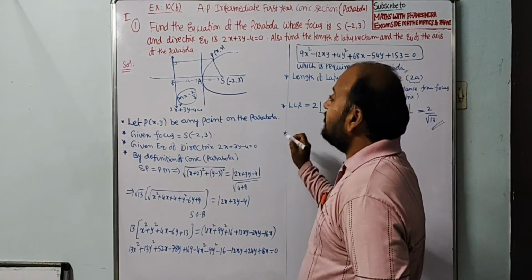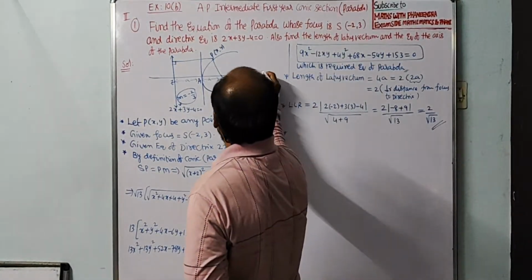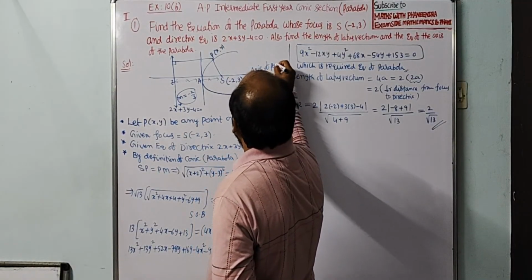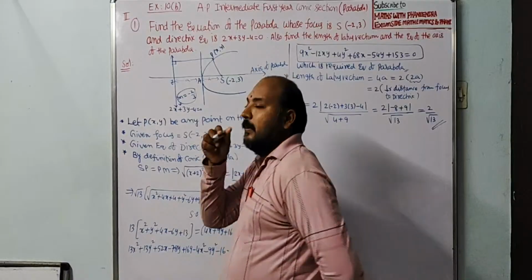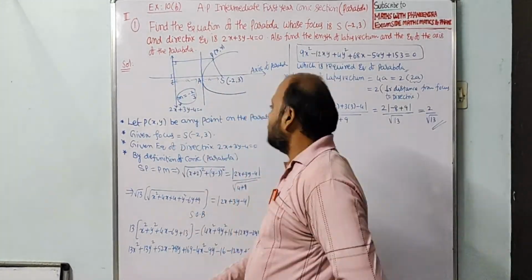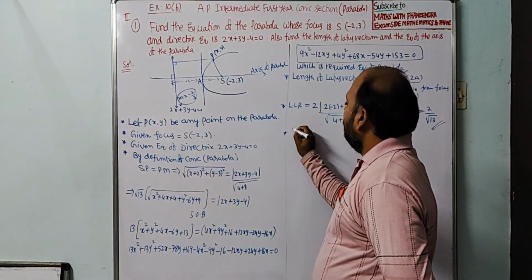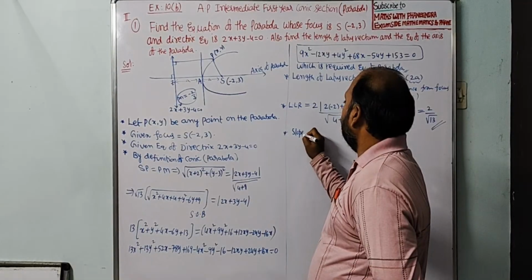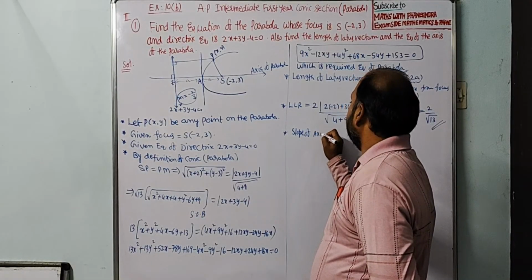Next, the axis of the parabola. This is the axis of the parabola, the axis equation. This axis is absolutely perpendicular to the directrix. Slope of axis.